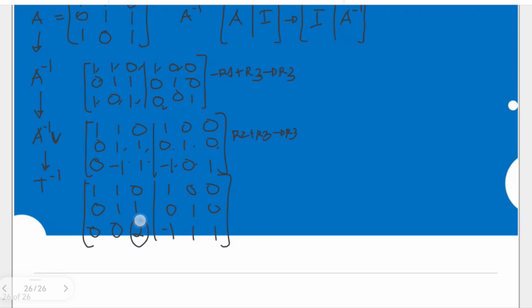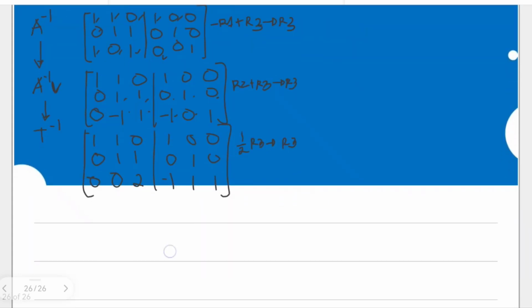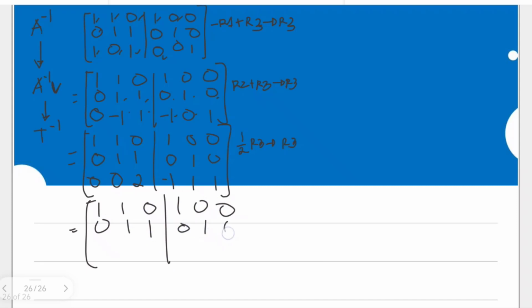Then to make this a leading 1, you're going to take 1/2 of row 3. So 1/2 of row 3 gives 0, 0, 1 on the left, and on the right, negative 1/2, that's 1/2 here, and 1/2 here as well. Next, let's make this 0 working backwards, multiplying negative 1 to row 3 plus row 2 for a new row 2.